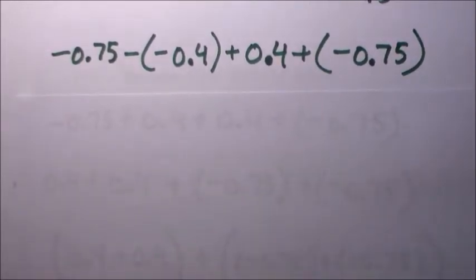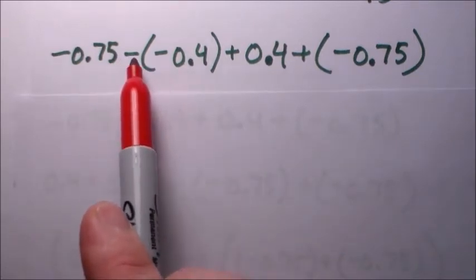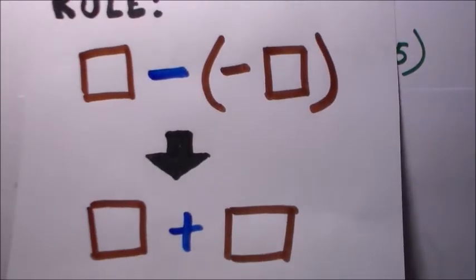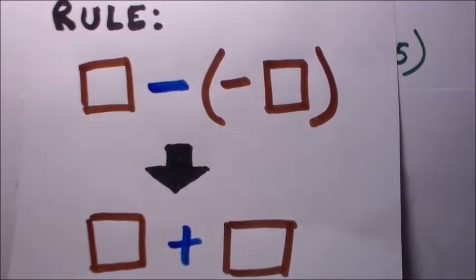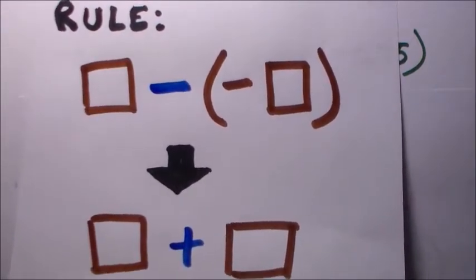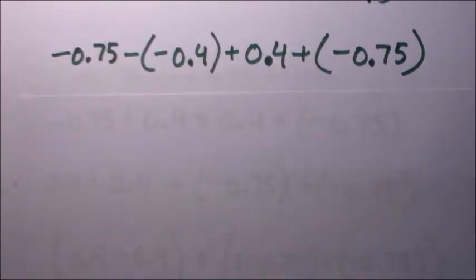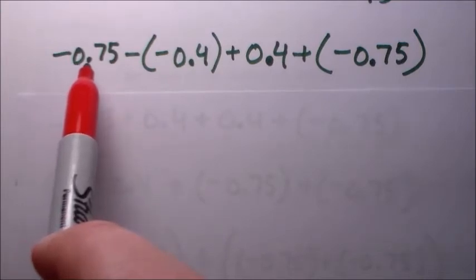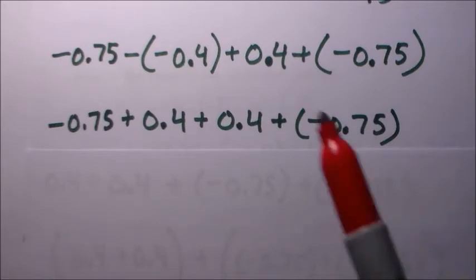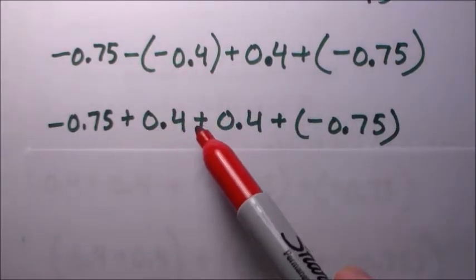Now, what do we have with this minus the negative, right? We've just found out, and we just went over it, that the rule is minus a negative equals adding a positive. We keep the first number the same, we minus a negative, we get to add a positive. Okay, so we keep the first number, it's negative 0.75. We minus a negative, what do we get? That's adding a positive. So minusing a negative becomes plus 0.4.